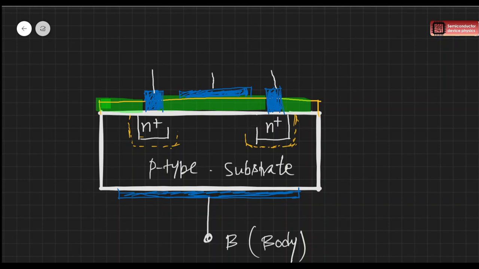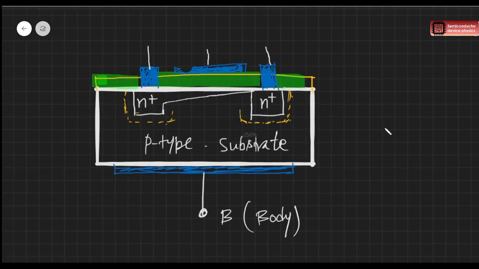So earlier the channel was opened. Now as we keep increasing the drain voltage, I mean source to drain voltage, what happens is the channel will slowly close off, or we call it pinch off. This channel will get pinched off.